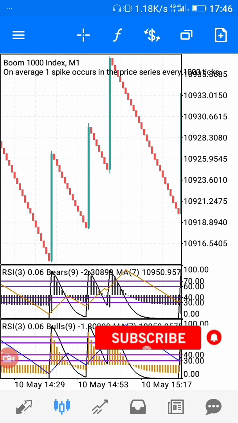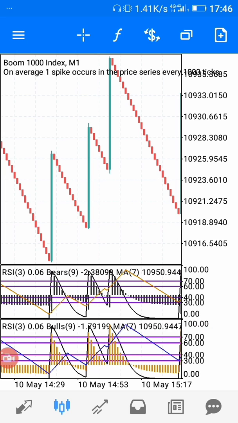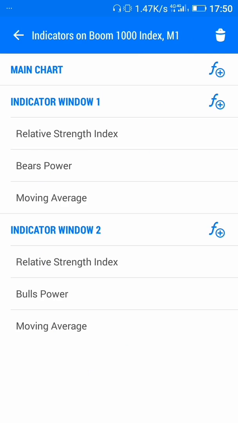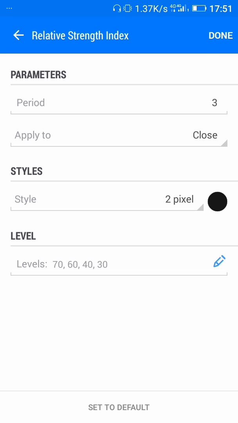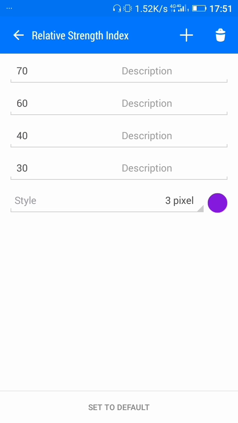Okay, so without further ado, let's just jump into the settings of this wonderful strategy, by clicking the F icon. So here are the settings for this wonderful strategy. On the main chart, we do not have any indicator, but on indicator window 1, here are the indicators we have. The first one is relative strength index, and here are the parameters. Period is 3, apply to close, style is 2 pixels, color is black, and then the levels, we have 70, 60, 40, and 30. The style is 3 pixels, color is purple.